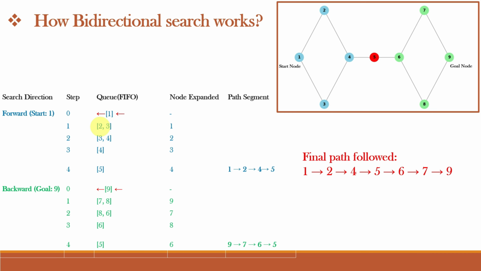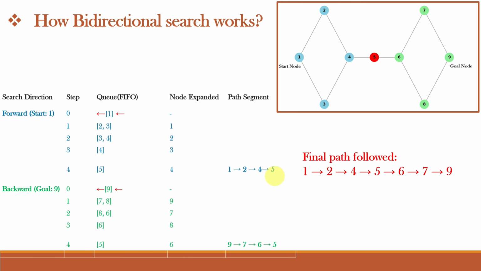Next, as 2 is first in, it will come out first and its child 4 will enter the queue. In next step, 3 will come out and child of 3 is node 4, which is already inside the queue, so nothing new is added. Next, 4 will come out and its child 5 will be pushed inside the queue. So it will give us the path 1, 2, 4 and 5 because we follow the parent nodes. Okay, that is 5 came from 4, 4 came from 2 and 2 came from 1.